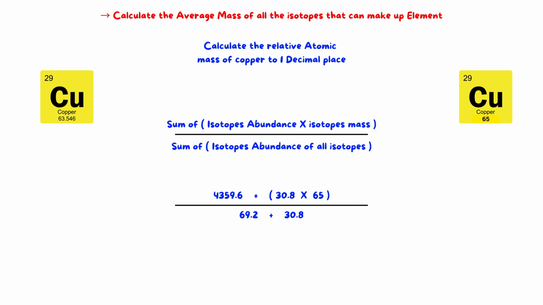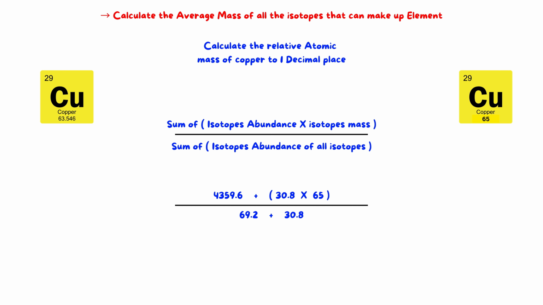In an exam question, you might be asked to calculate the relative atomic mass of copper to 1 decimal place. The formula for relative atomic mass is the sum of each isotope's abundance multiplied by its mass, divided by the total sum of all abundances. So for copper, we take the abundance of copper-63, which is 69.2, and multiply it by its mass, which is 63. Then we take the abundance of copper-65, which is 30.8, and multiply it by 65. This gives us two results, which we then add together.